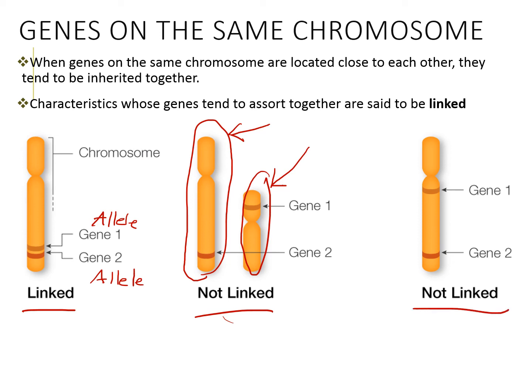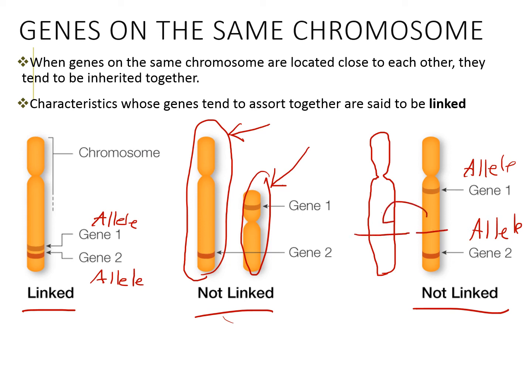Not linked. Gene 1 and gene 2 are still on the same chromosome, but remember that crossing over happens. So whatever alleles are for gene 1 here and whatever alleles are for gene 2 here, sometimes they will be separated because crossing over will happen and neighboring regions of chromosomes are exchanged. Cut, and then switch, and then we'll have a recombined chromosome.